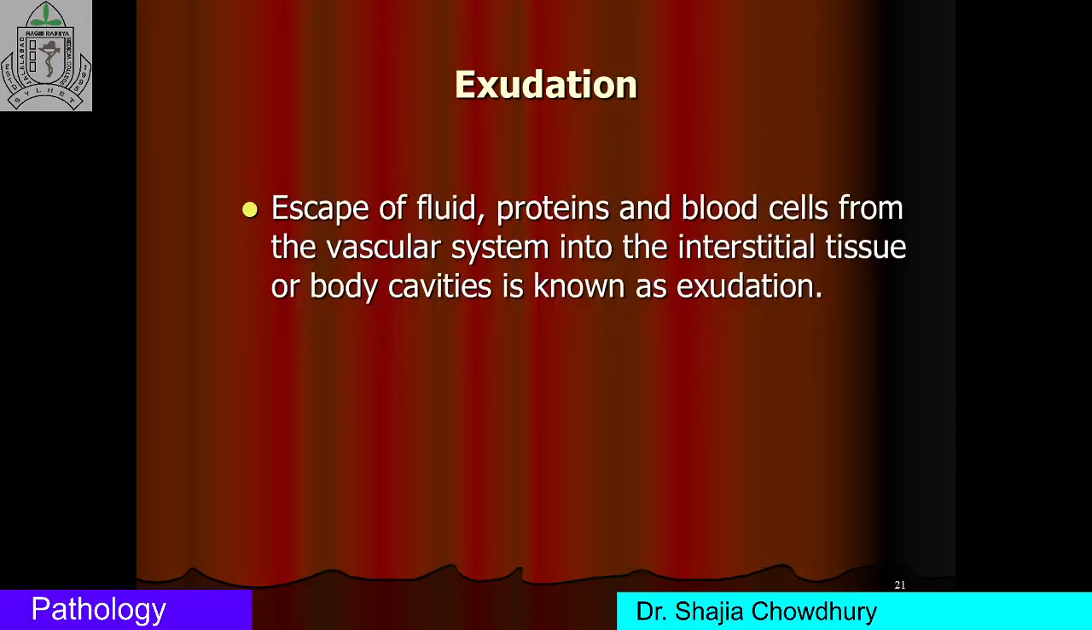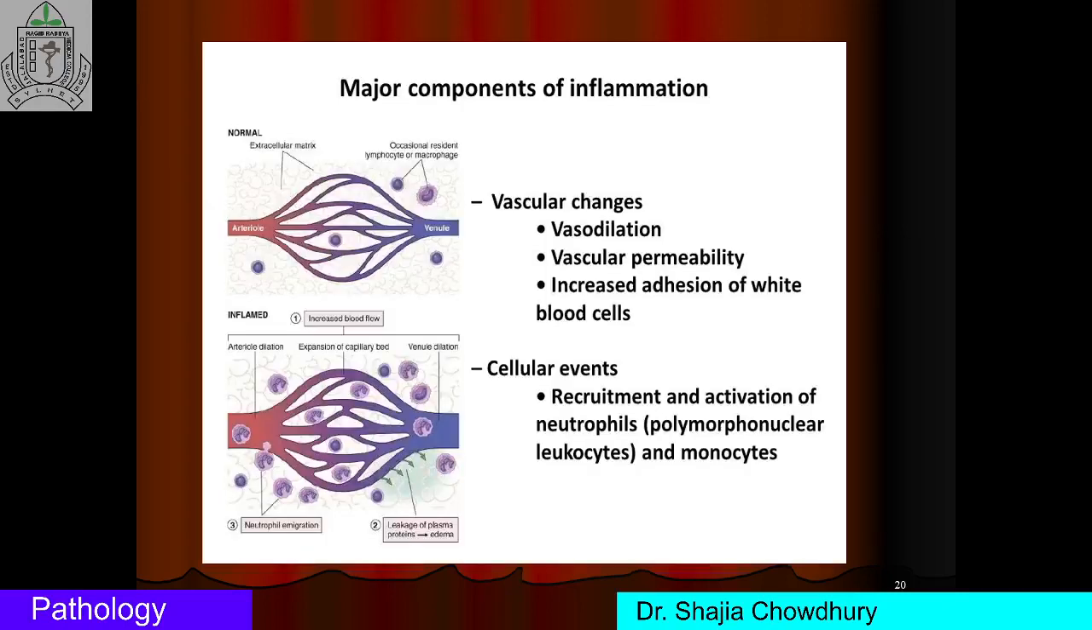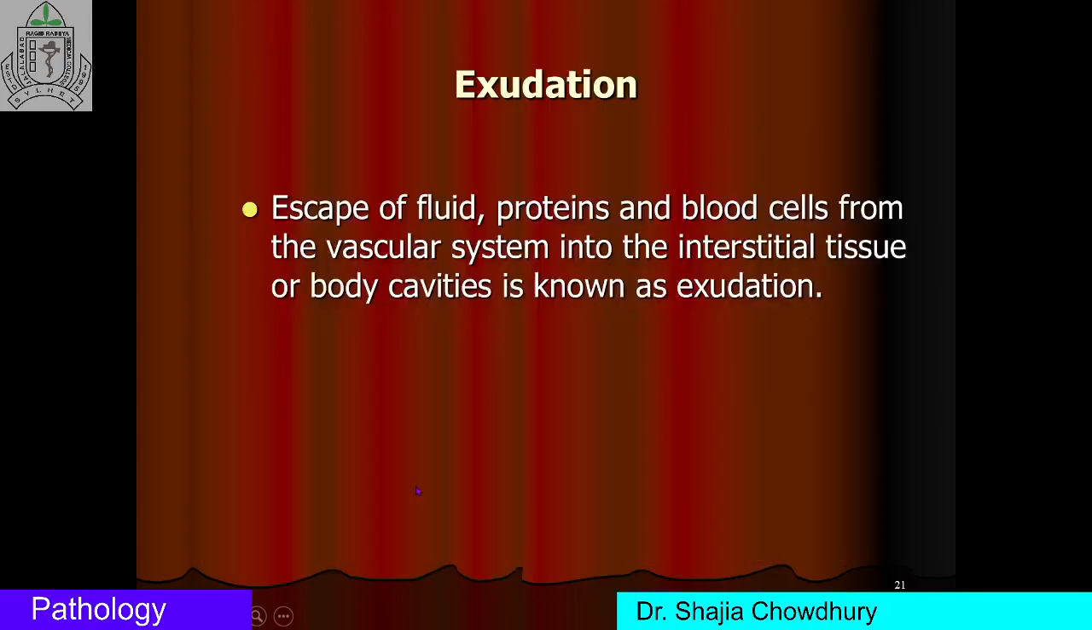Now, an important question: what is exudation? Exudation is formed due to leakage of plasma and protein from the blood vessel to the extracellular space.